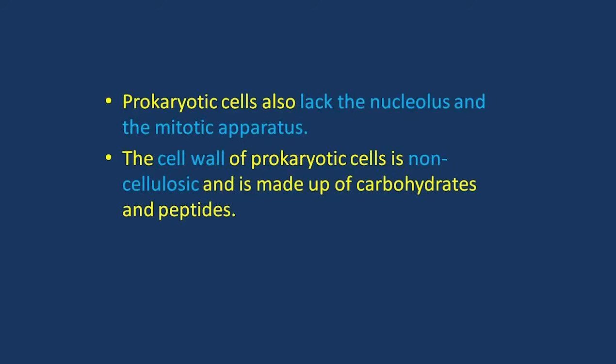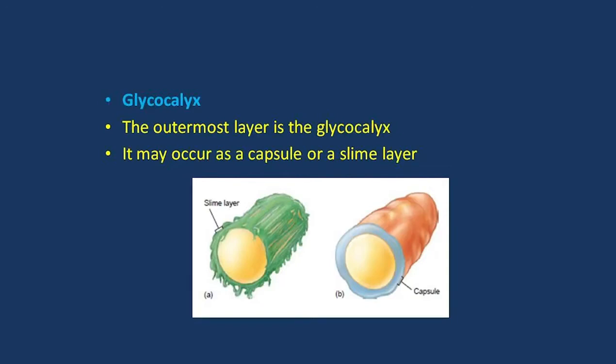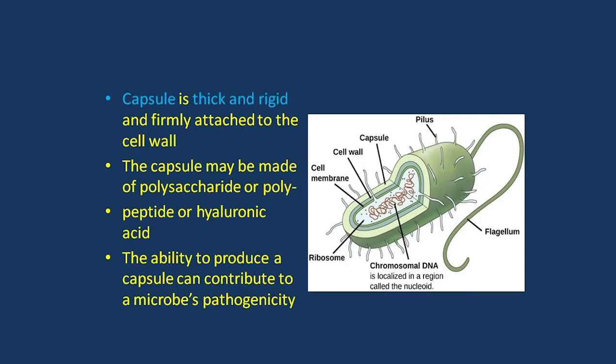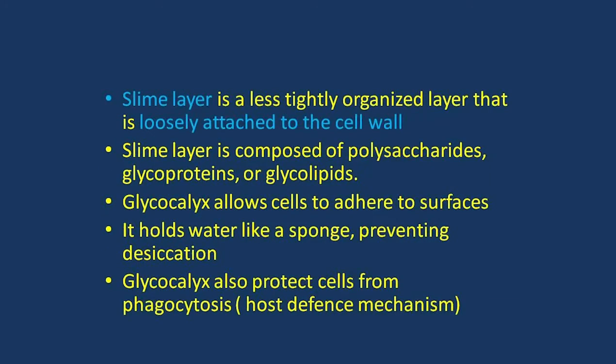Now let us look at the different structures of the prokaryotic cell. The outermost layer is called the glycocalyx. The glycocalyx can occur as a capsule or a slime layer. The capsule is thick and rigid and firmly attached to the cell wall. The capsule may be made of polysaccharide or polypeptide or hyaluronic acid. The ability to produce a capsule can contribute to a microbe's pathogenicity. Slime layer is loosely attached to the cell wall. It is a less organized layer.